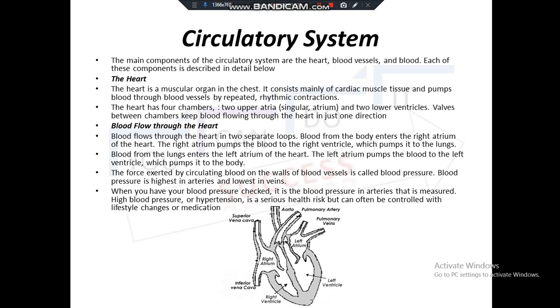Now blood flows through the heart in 2 separate loops, okay, that is why it is known as double circulation. The force exerted by the blood on the walls of the blood vessels results in the blood pressure. That is what is basically checked, and the blood pressure is higher in the arteries. Therefore whenever we are checking the blood pressure, we are basically monitoring the arteries.